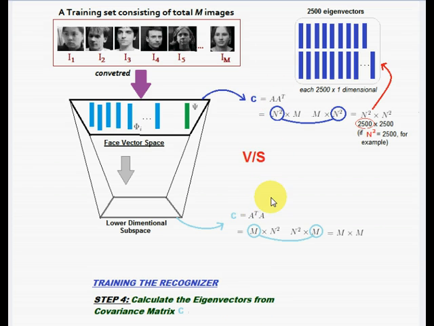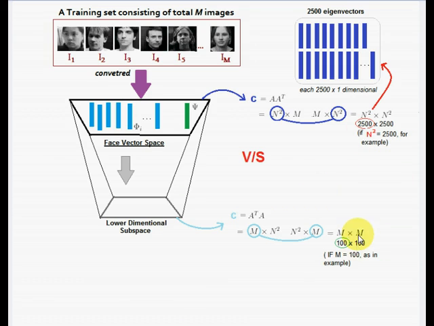The difference in both of them is that this is reversed. Whatever the C was, we just reversed the formula. And what effect did that give? Now the dimensions will be reversed for both of them. So if it was n squared by n squared, now it becomes m by m, and we know m was 100. So for example, if m was 100, then n squared was 2500. So now do you see the difference in the number of eigenfaces that will be calculated from this covariance matrix of reduced dimensionality and from the covariance matrix in the original dimensionality?